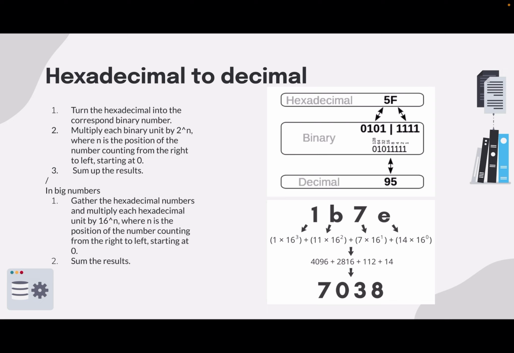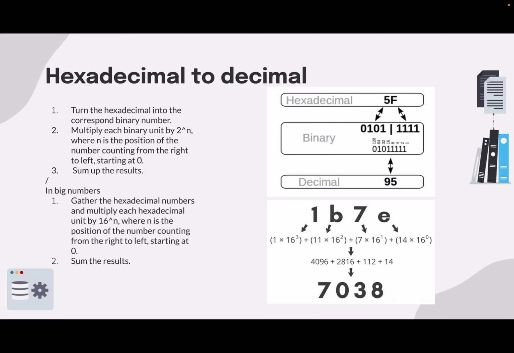Then when the hexadecimal number is very big, so it exceeds 3 digits or more, then you need to first separate the hexadecimal digits and multiply each one by 16^n, where n is the position of the number counting from right to left, starting at 0, and then you sum up the results. Essentially, it is the same as the binary to decimal way, but instead of 2^n, you use 16^n.